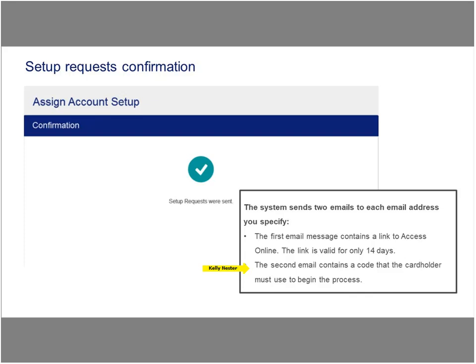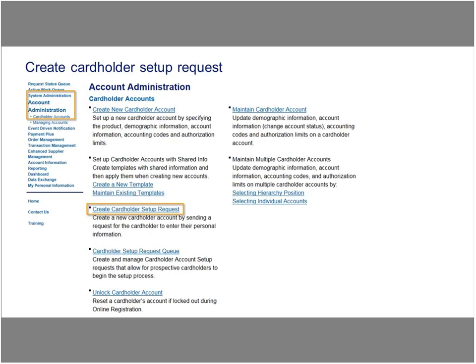So any questions on cardholder initiated setup? I don't think it's shown here, but there is a queue. If you go back to account administration, underneath the setup request link, there is a cardholder setup request queue so that you can track the status of any of those requests that you have sent out to your cardholders.